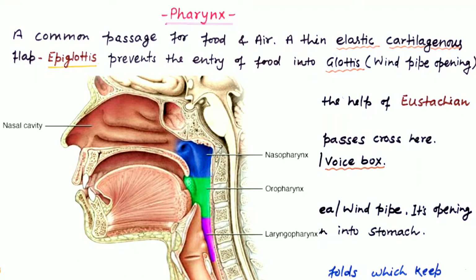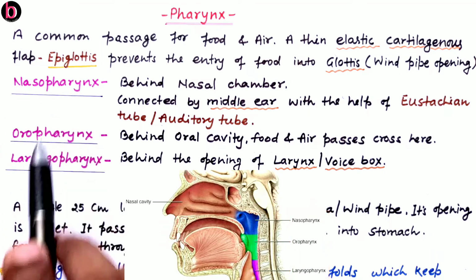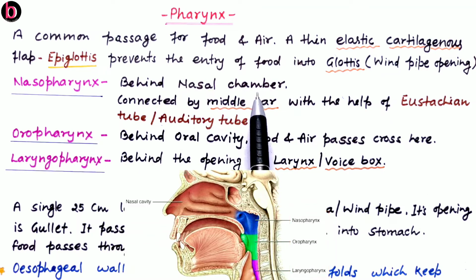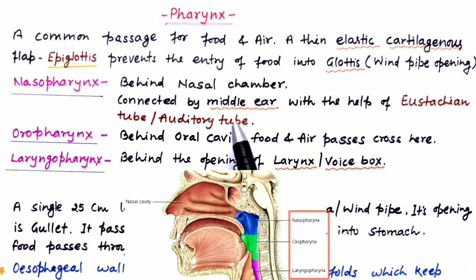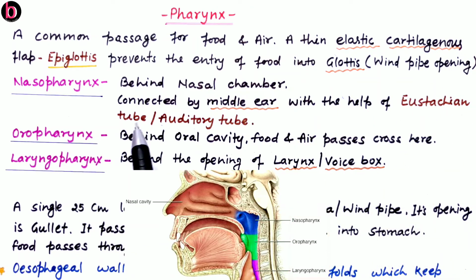Now there are three parts of pharynx, as you can see in the diagram by blue color. This is about nasopharynx. This nasopharynx is a portion which is just located behind the nasal chamber, and nasopharynx is connected to the middle ear with the help of a tube that is known as eustachian tube or auditory tube. So this eustachian tube is a very important terminology. There is also one more term like eustachian valve, but this eustachian valve is related with heart, while eustachian tube or auditory tube, this terminology is related with middle ear.